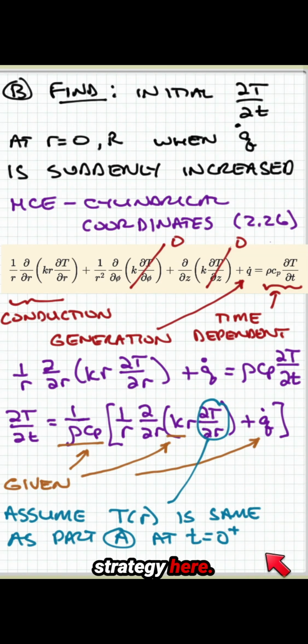That's the strategy here. We'll use the temperature distribution that's given in part A to find dT/dr, and when we do that, everything else is given, so that will allow us to find this initial rate of change of temperature with respect to time at various locations within the rod.